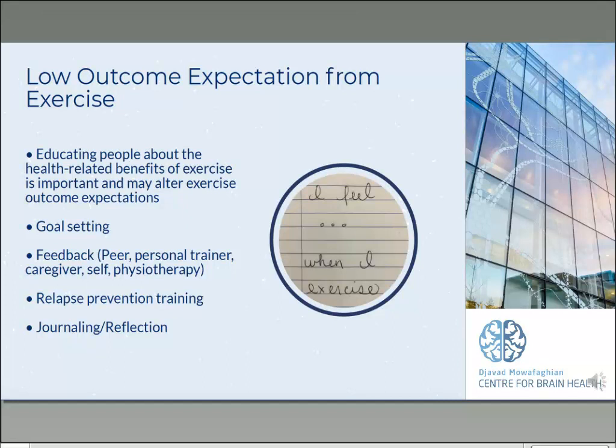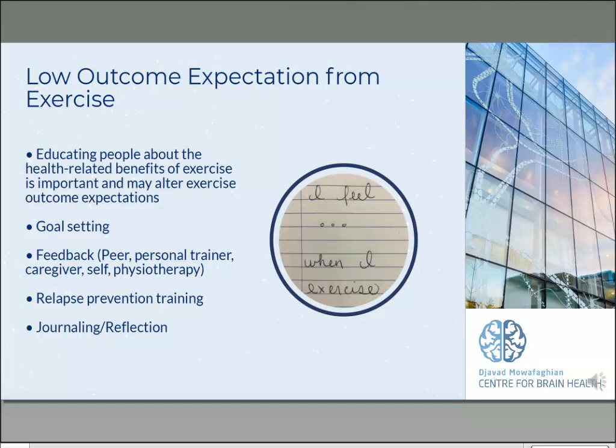Asking for feedback on your progress can also help you to receive positive reinforcement and encouragement from others. Others may also notice benefits that you are experiencing as a result of exercise that you are unaware of. Relapse prevention training involves cognitive behavioral therapy and can help you to restructure negative thoughts about exercising.